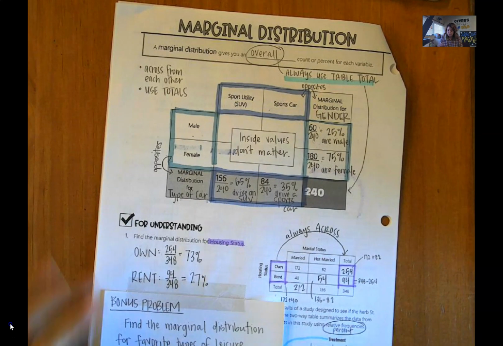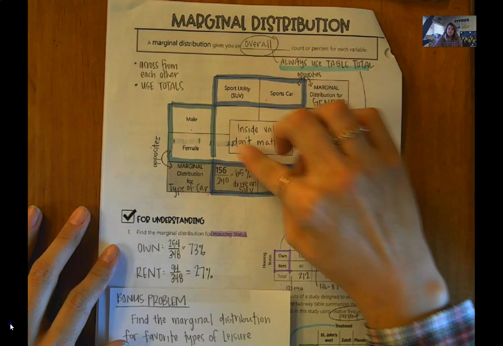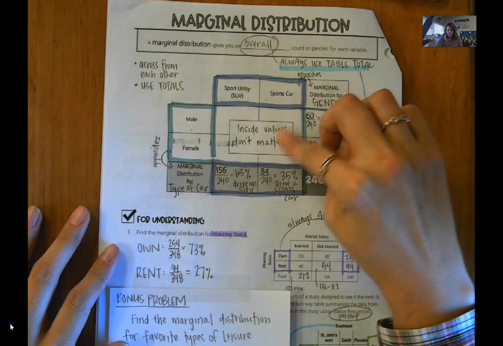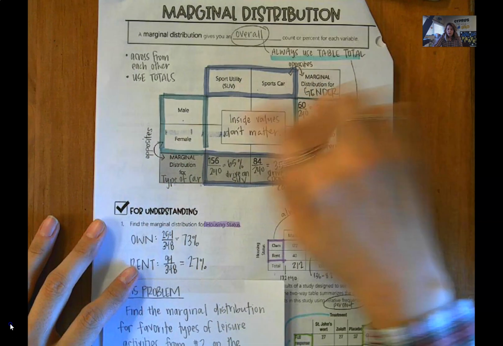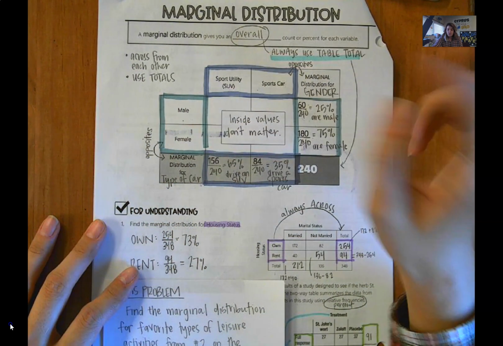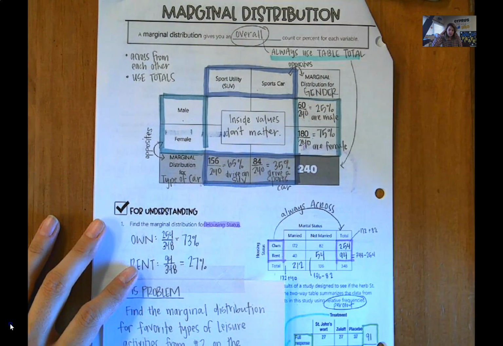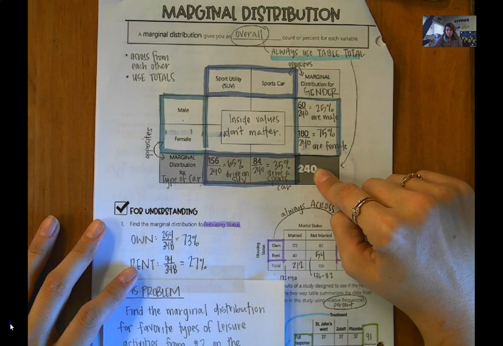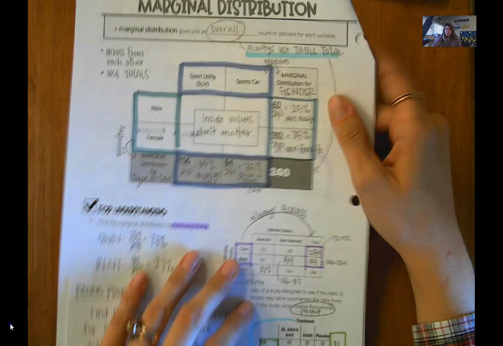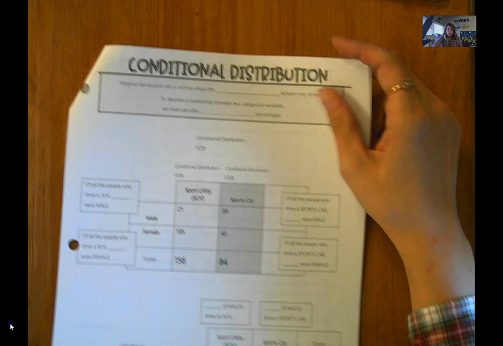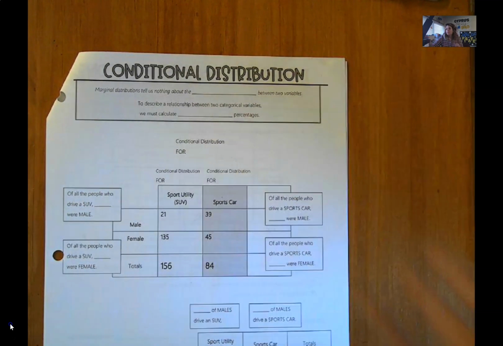Then we looked at marginal distributions. The inside values do not matter. It is the outside, in quotation marks, the edge values that matter. And all of our percentages are based off of the table total. Now, some of those things are going to change once we start doing conditional distributions.